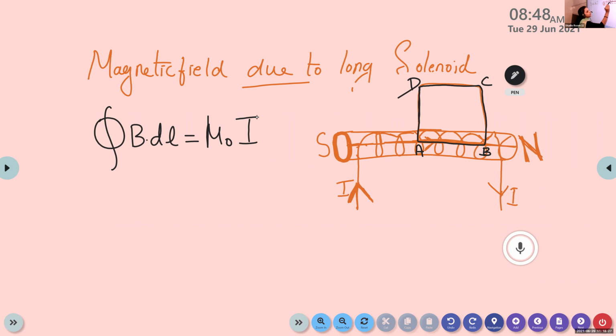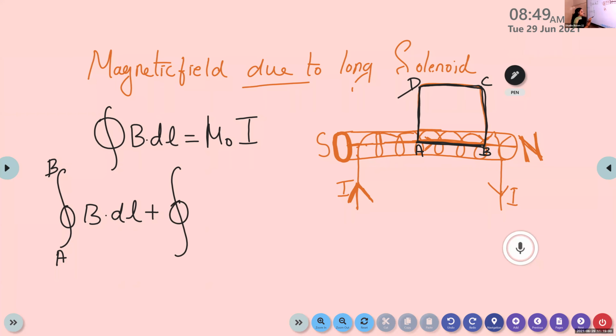But here there are 4 sides for the square, so we must apply Ampere's circuital law to all these 4 sides. So the equation becomes: first we apply Ampere's circuital law to side AB, closed integral over A to B, B dot dl, plus, what about the next side? Closed integral over B to C, B dot dl, plus, what about the next side?